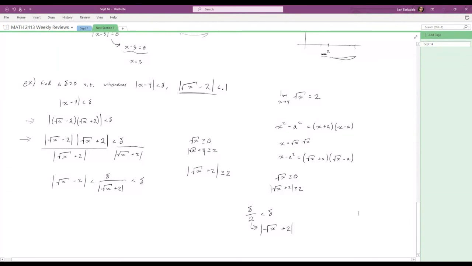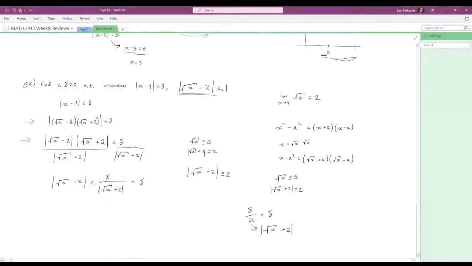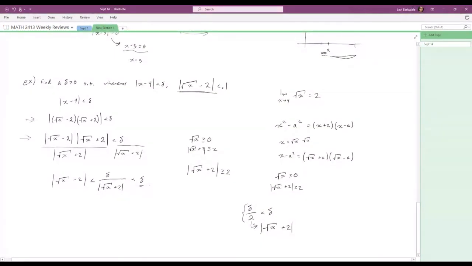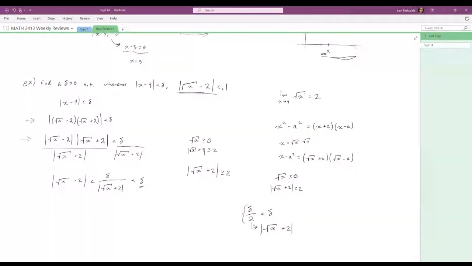So because I'm dividing by something larger than 1, if we were dividing by like 1/2, that would be like multiplying by 2. But because we're dividing by something larger than 1, it should make our total fraction smaller than the original numerator. So I'm just saying that delta divided by the absolute value of square root of x plus 2 has to be smaller than delta. Does that make sense?